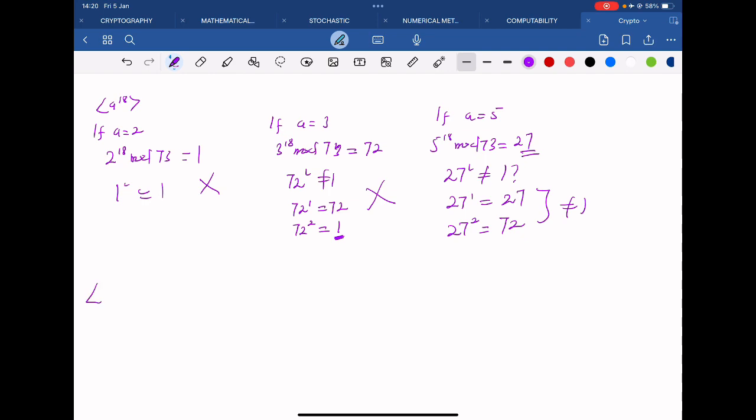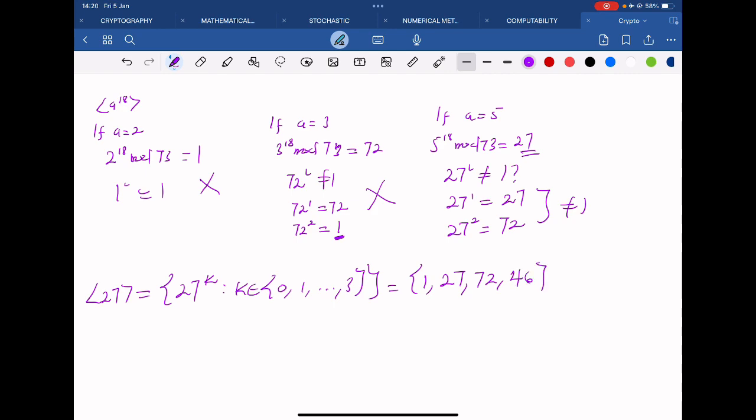So our generator is 27, and that will be equal to 27 exponent k, where k is from 0 up to 3. Okay, so now we are going to get, when k is equal to 0, 27 raised to the power 0 is 1. When k is 1, we're going to get 27. When k is 2, we're going to get 72. And when k is 3, we're going to get 46. So the four solutions satisfying the equation are 1, 27, 72, and 46.